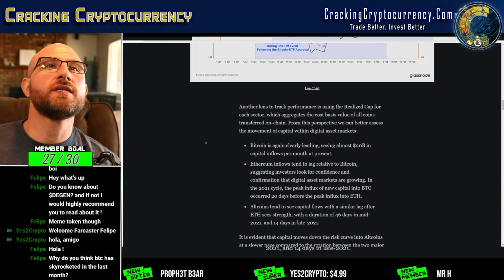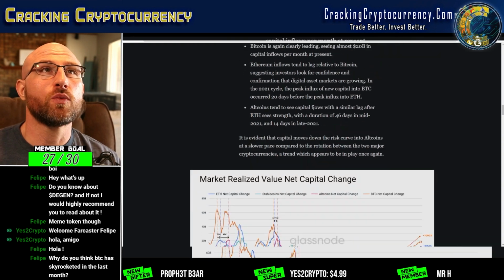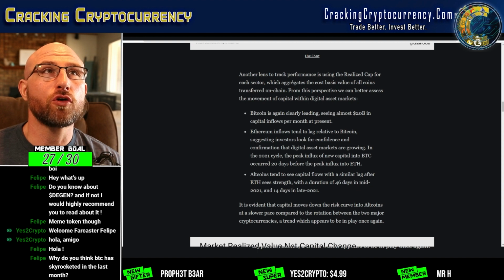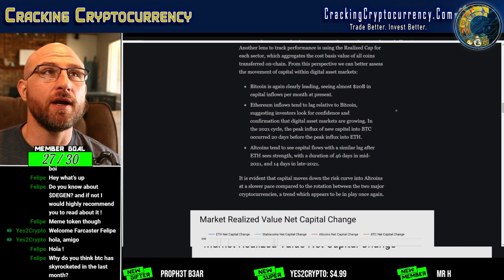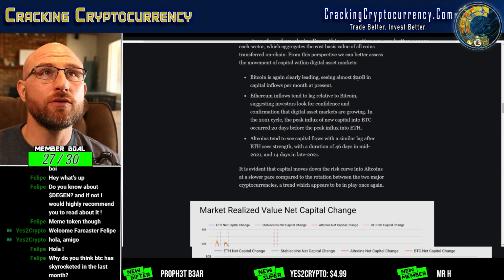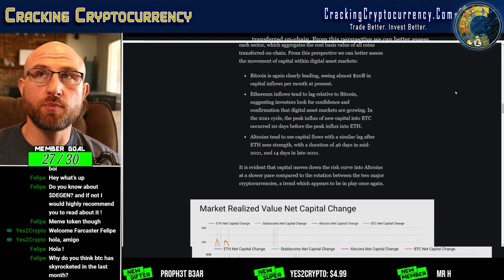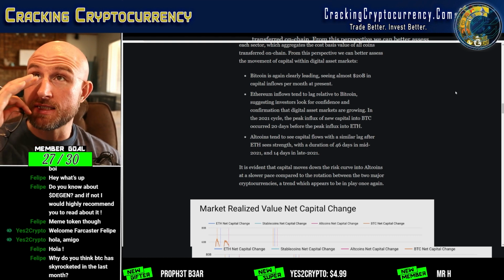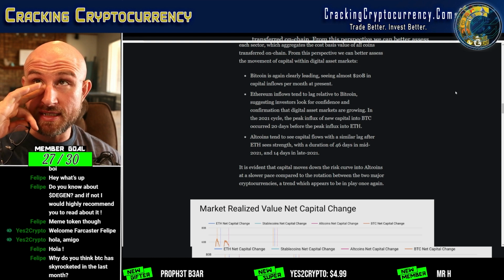Another lens to track performance is using the realized cap for each sector. So we're going to aggregate the cost basis value of all coins transferred on chain. It's a beautiful way to do this. From this perspective, we can better assess the movement of capital within digital asset markets. So Bitcoin again is leading here, almost $20 billion in capital inflows per month at present. Keep in mind that this number does exceed the actual USD value of Bitcoin being mined per day.